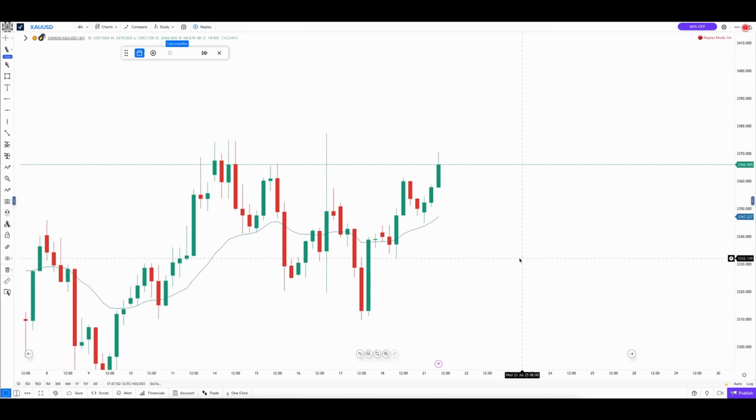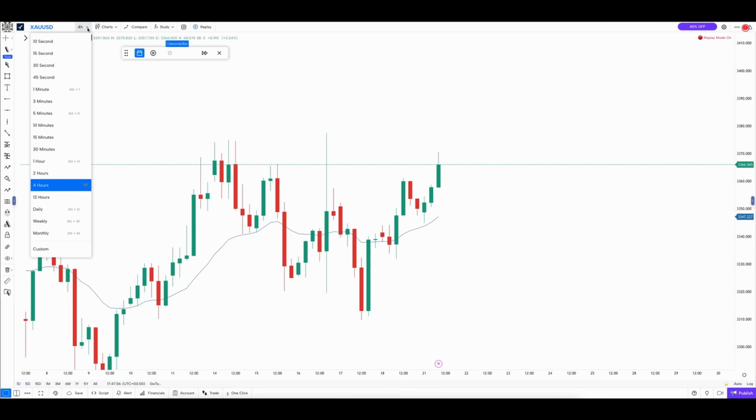So we are here on the gold chart. So this is a 4-hour chart. As you can see here, we're going to use the 4-hour chart because we're going to day trade, and we're also going to use the 5 minutes for entries.